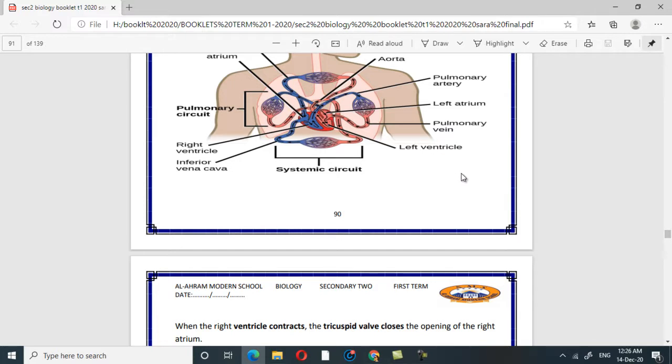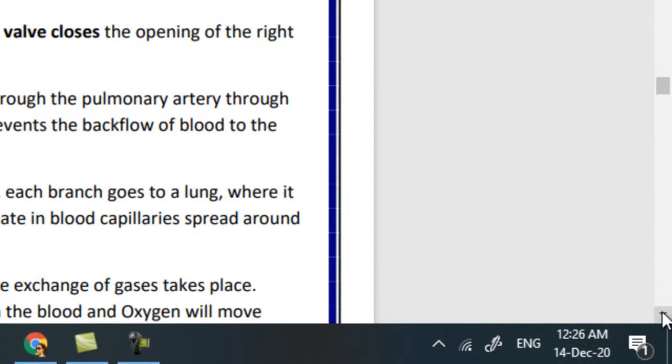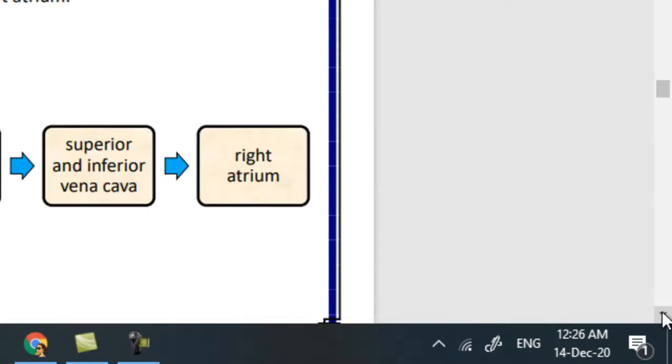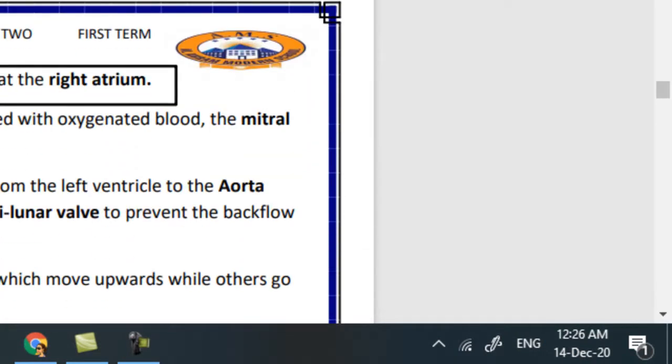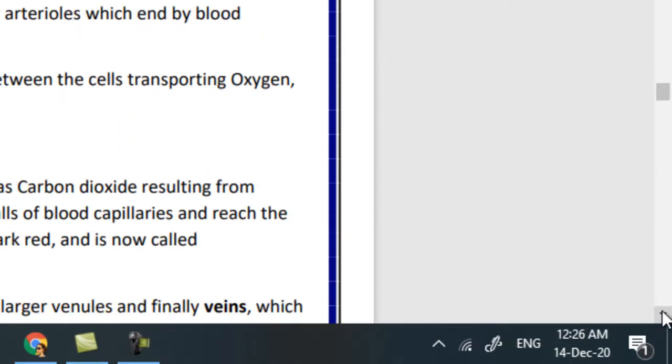The second circulation is called the major circulation or the systemic circulation. It starts with the left ventricle of the heart and reaches to the right atrium of the heart, and the steps are the following. The left ventricle contracts after being filled with the oxygenated blood. So, as the left ventricle contracts, it will push the blood through the aorta, which is called the largest artery inside the body.